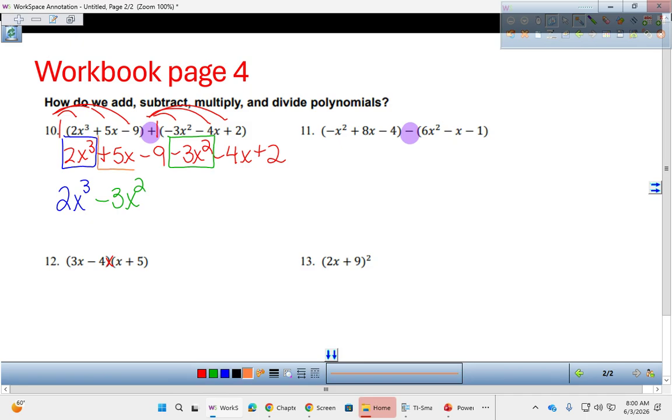When I look at the 5x, I've also got a negative 4x. Those are both x's, which makes them like terms. So I'll do positive 5 minus 4, which is 1x, or just positive x. And then negative 9 and positive 2 is negative 7.